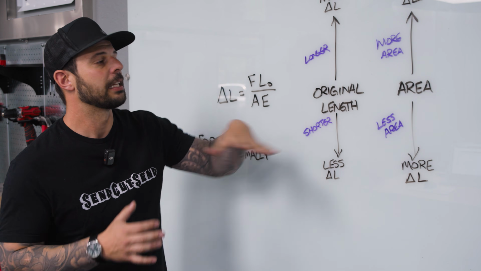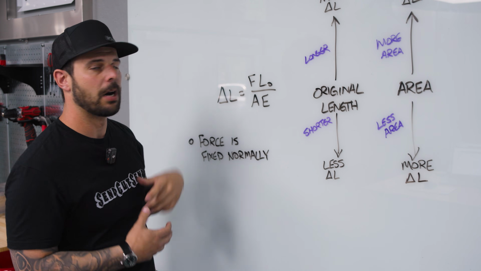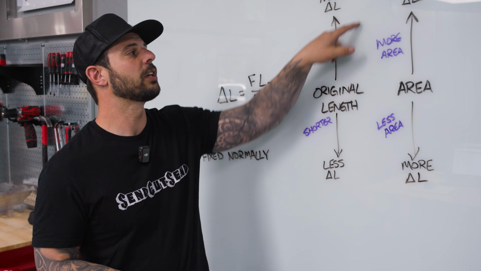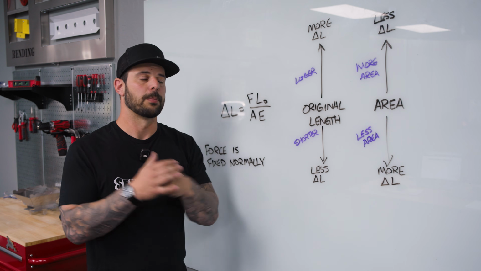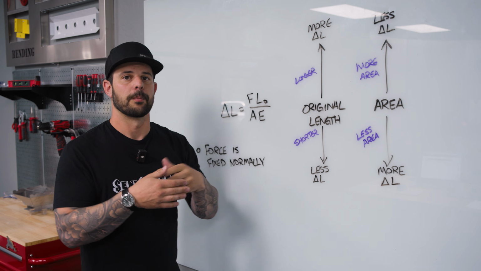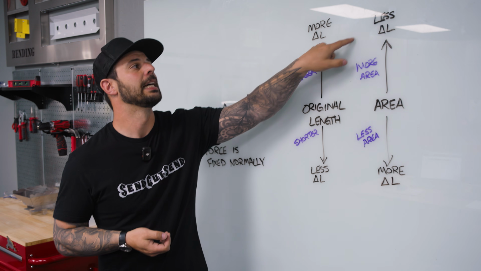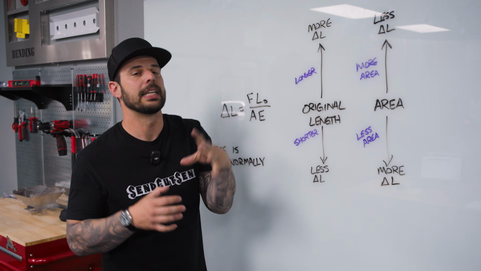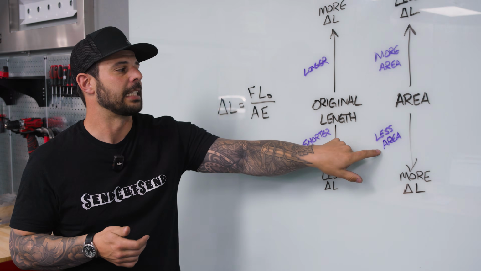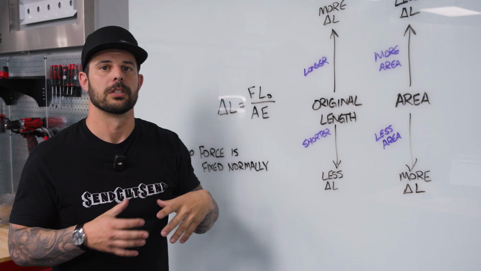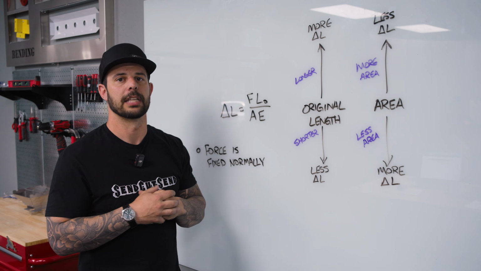Now with area, it's inversely proportional. It's at the very bottom of our equation. If we increase that area, and we can do this through two different ways, we can increase the width of the part, or we can increase the thickness of the part going to a thicker gauge. We can increase that area, which we're gonna see decrease in overall deformation of the part, and the opposite of that being true, saying less area is more deformation. So if we go to a thinner gauge, decrease that overall width.